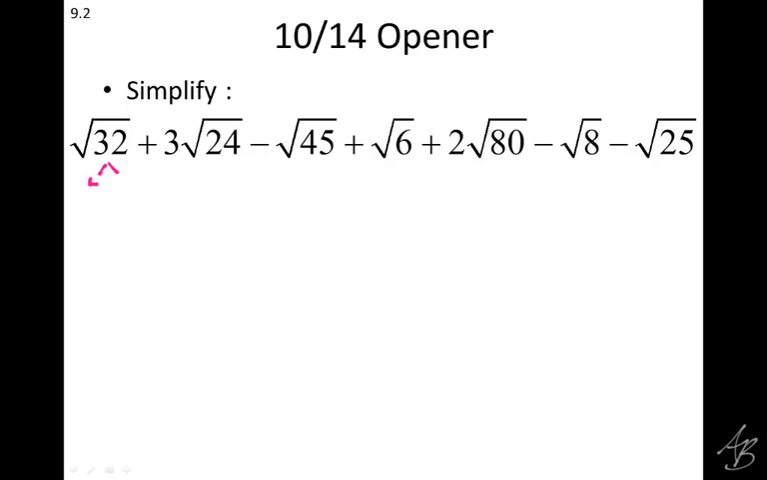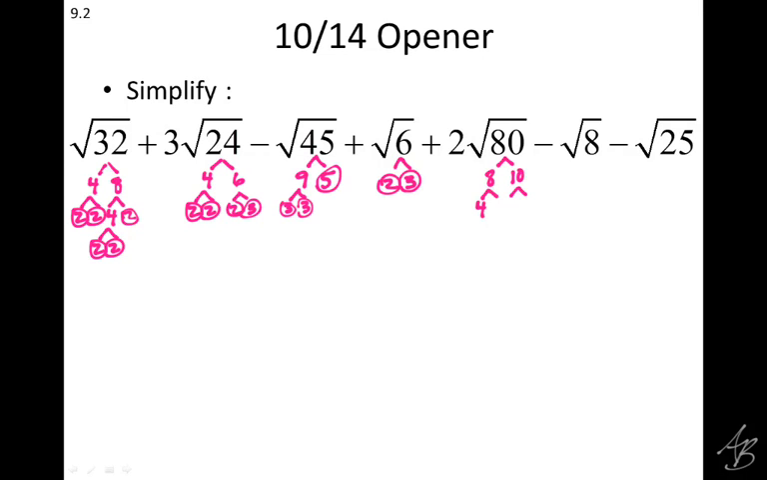All right, so first thing we're going to do to simplify is we're going to do factor trees. So we'll do a factor tree for every one of these here. And once we do that, after we have the factor trees, what's next? What are we going to do after that? We're going to rewrite it.